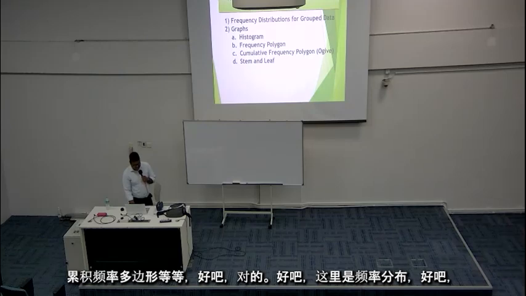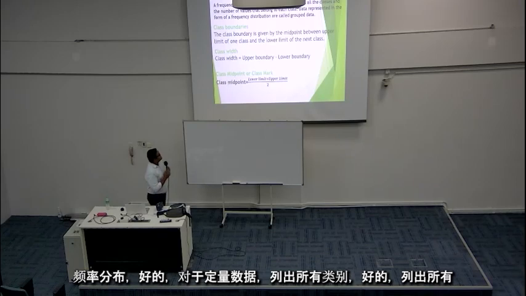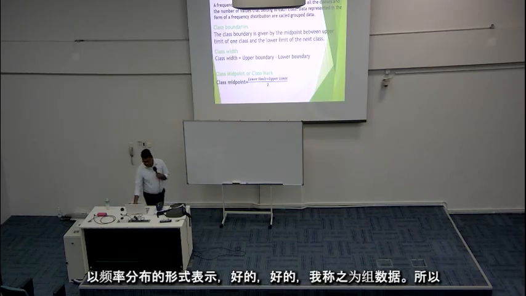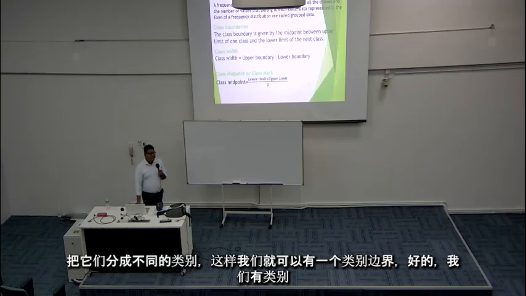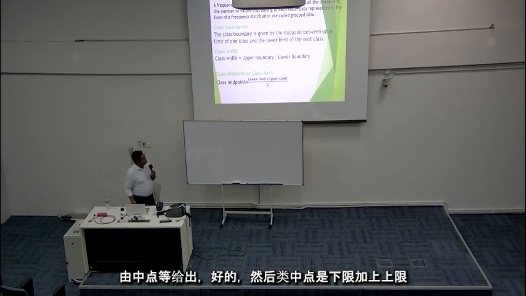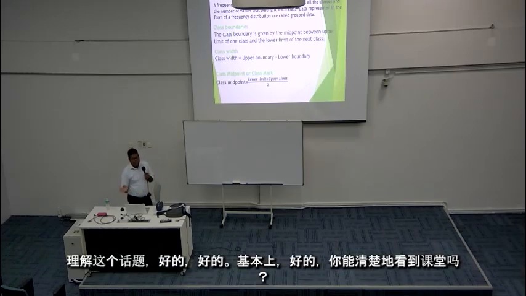The frequency distribution here becomes more informative, with more calculation for quantitative and group data. The frequency distribution for quantitative data lists all the classes and the number of values that belong to each class. Data represented in the form of a frequency distribution are called group data. Under quantitative data, we separate the values into class intervals so that we can have class boundaries. We also have the class width and the class midpoint. The class midpoint is the lower limit plus the upper limit, divided by 2. Later, when we see the frequency distribution, you will understand this topic better.